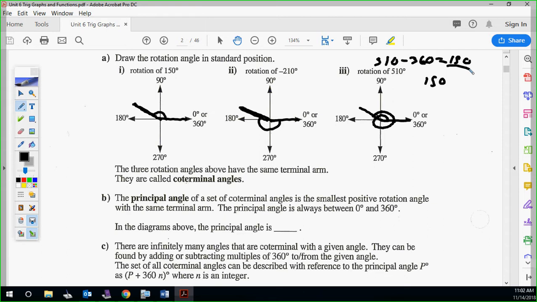Exactly, good point. There's an infinite amount of coterminal angles. I'd keep adding 360 forever if I want, right? Get as many as I want. Okay, or subtract 360. So the three rotation angles above have the same terminal arm, called coterminal. The principal angle of the set is the original. For example, the principal is the positive angle between 0 and 360. So the principal is 150. So all of these line up with 150, but they come from the principal of 150. So principal is kind of the positive normal angle. Okay? All right, so yeah, diagram is 150.